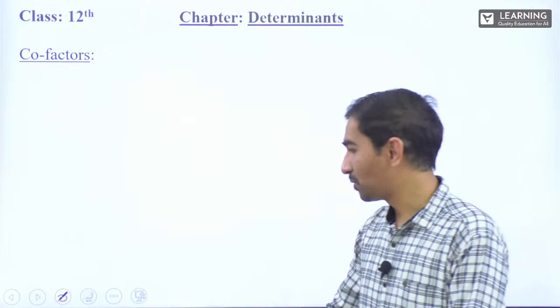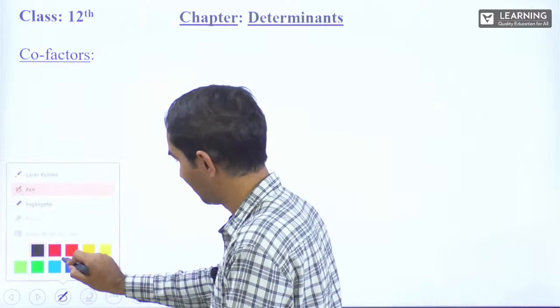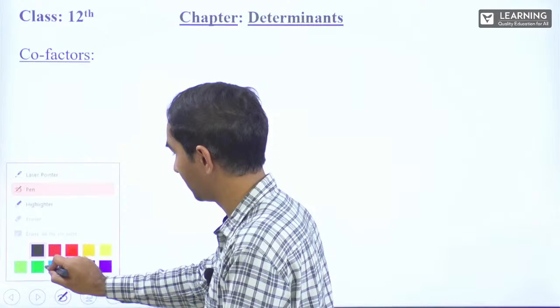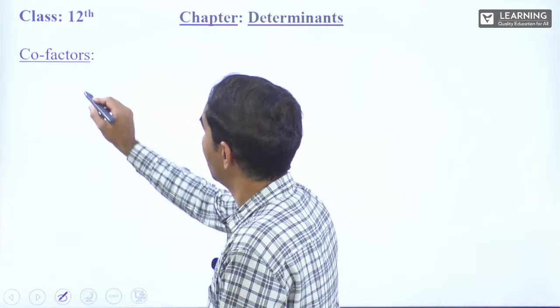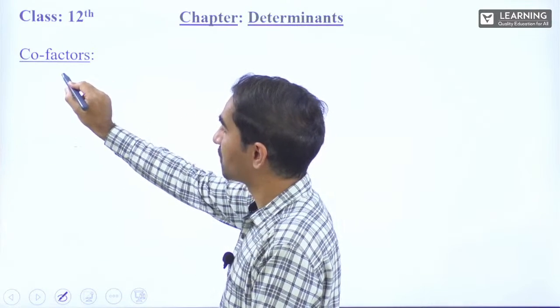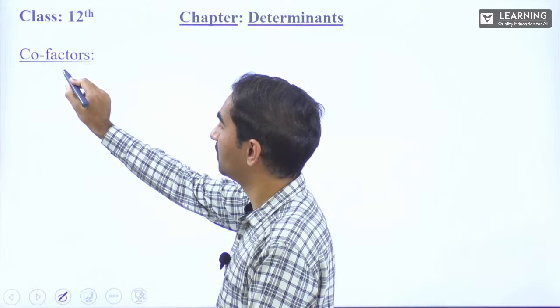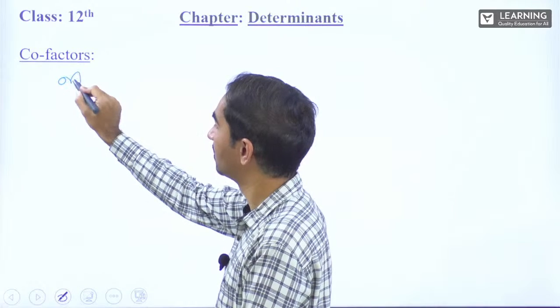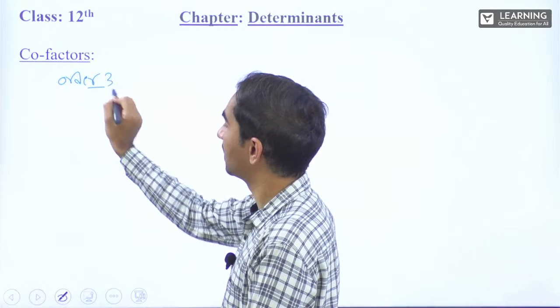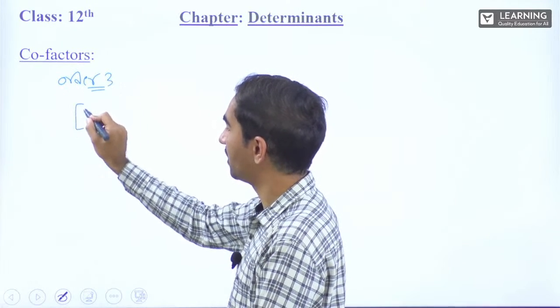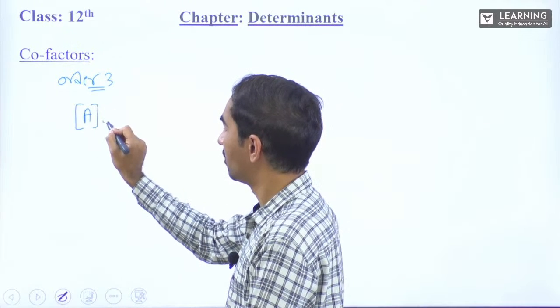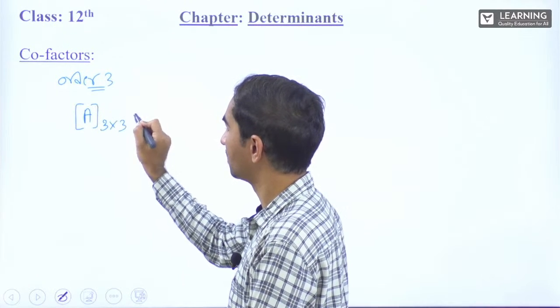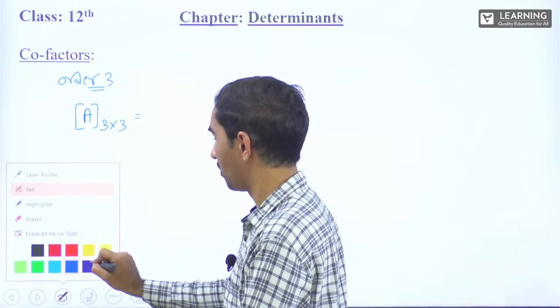So students, what is this cofactors? I'll let you know. So this cofactors is, first of all, why is this used? To evaluate the determinants of order 3. Correct? We'll take a matrix of order 3 now. Matrix A of order 3 cross 3. Okay. Matrix A of order 3 cross 3.